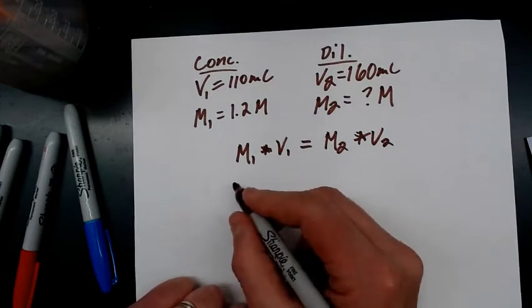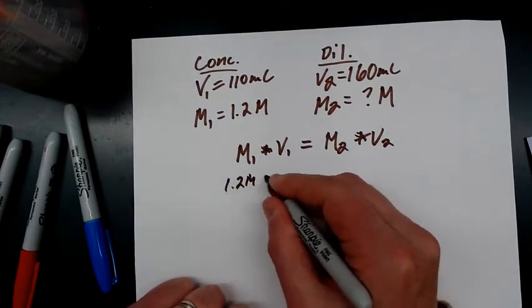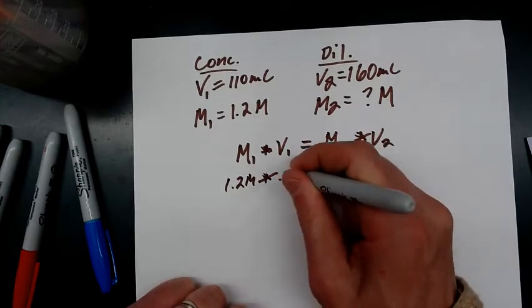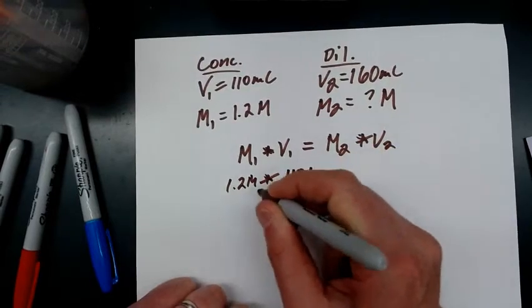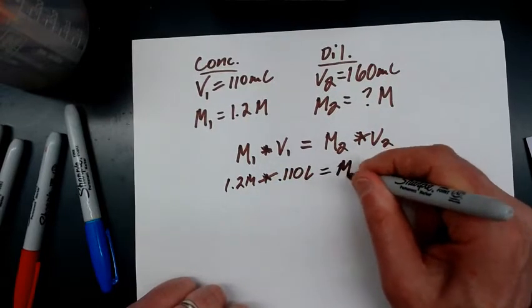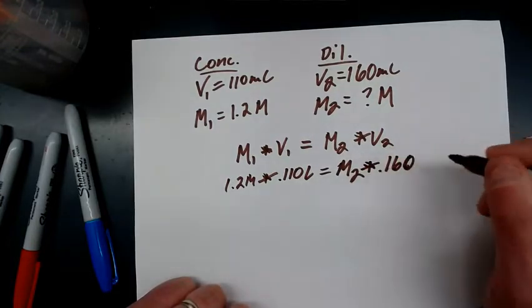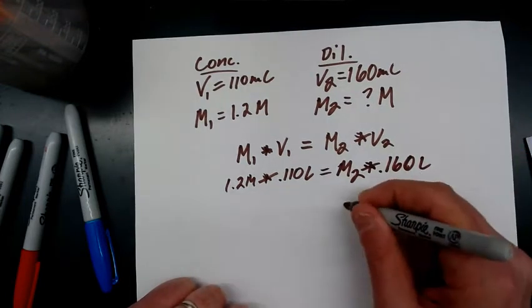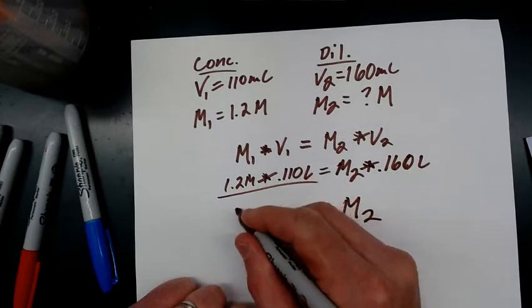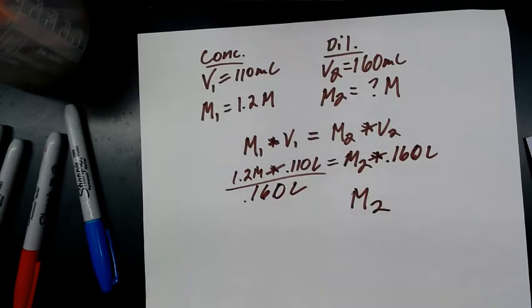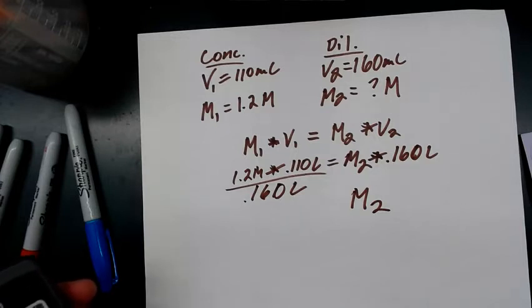So when we do the math on this one, 1.2 big M times, now it's probably just easier if we make everything liters, so 0.110 liters. That's going to be equal to what we don't know, which is M2, times our 160, or 0.16 liters. So I'm going to get M2 by itself by dividing both sides by 0.160 liters. I see our liters cancel out. So in essence, I'm multiplying 1.2 times our 0.11 and then dividing it by 0.16.